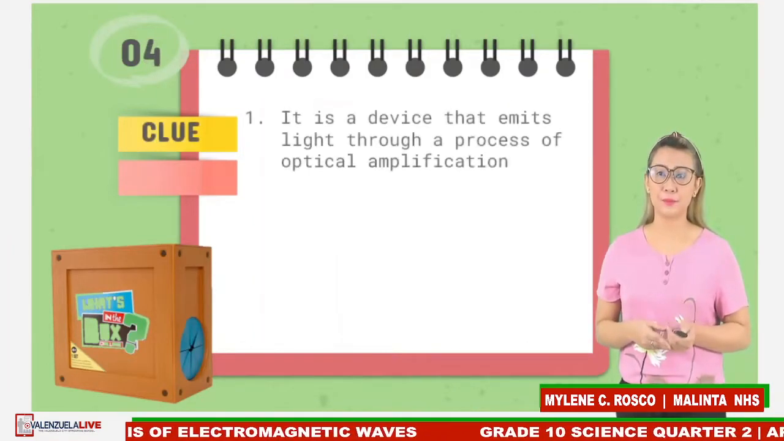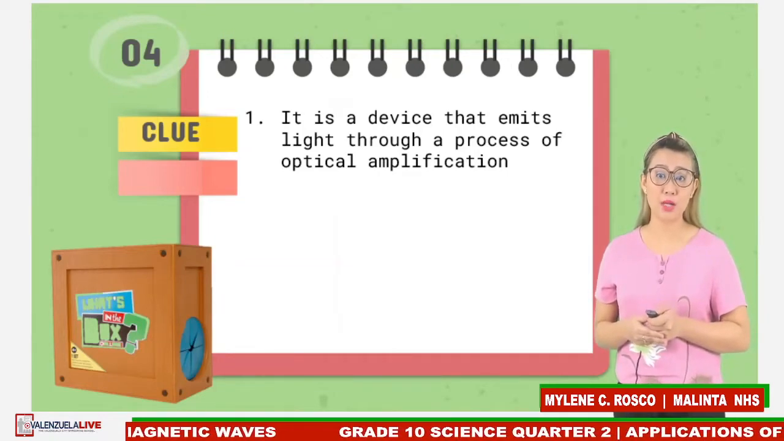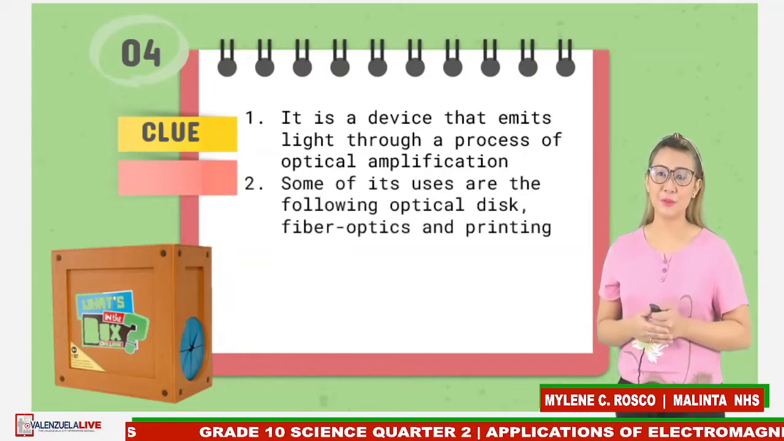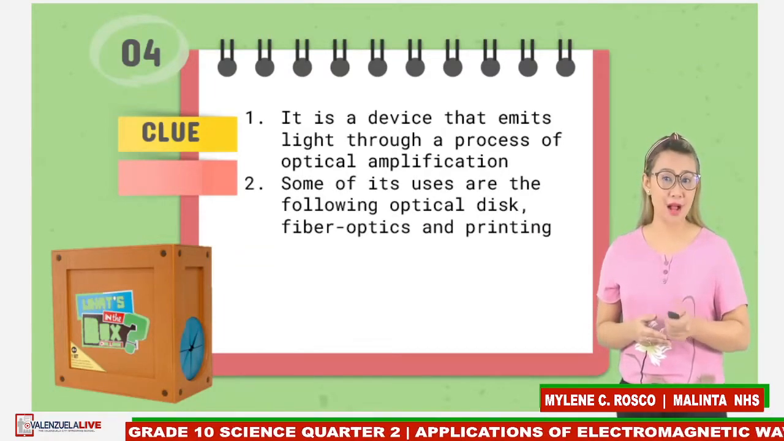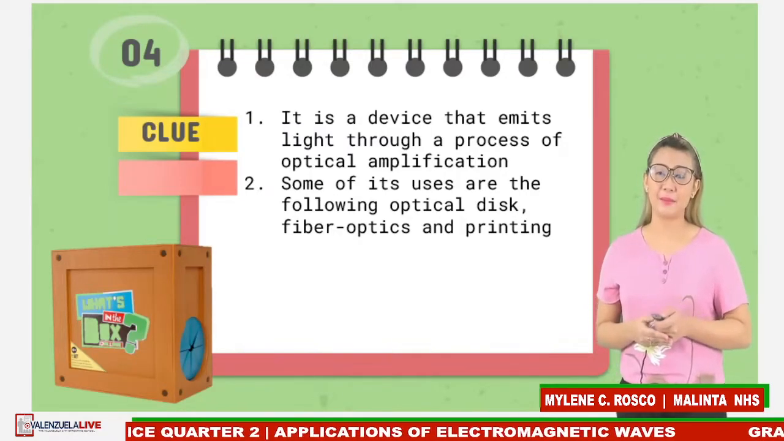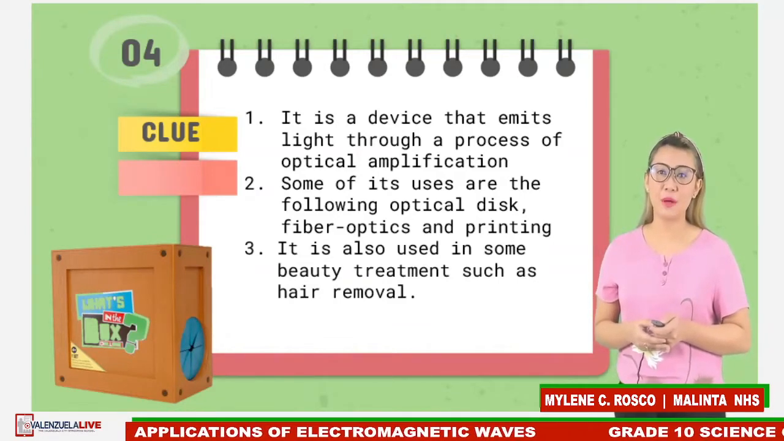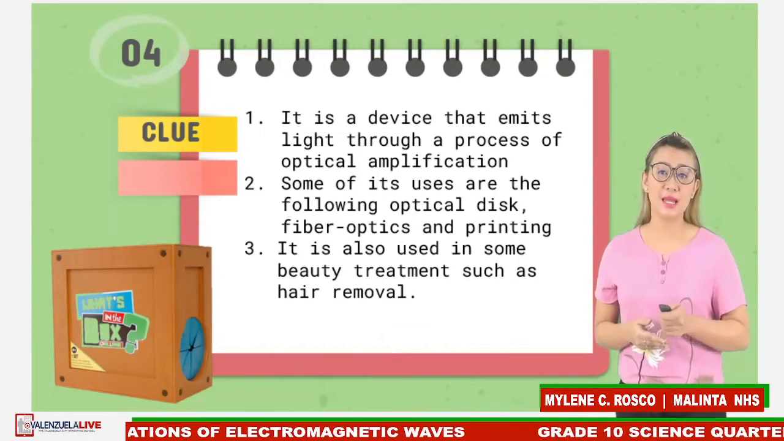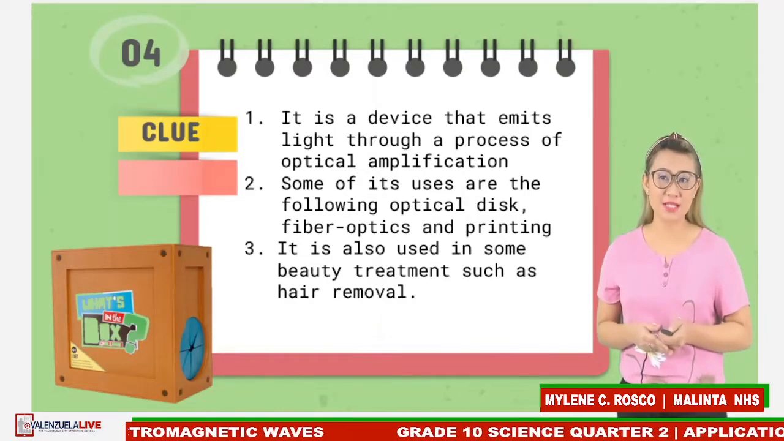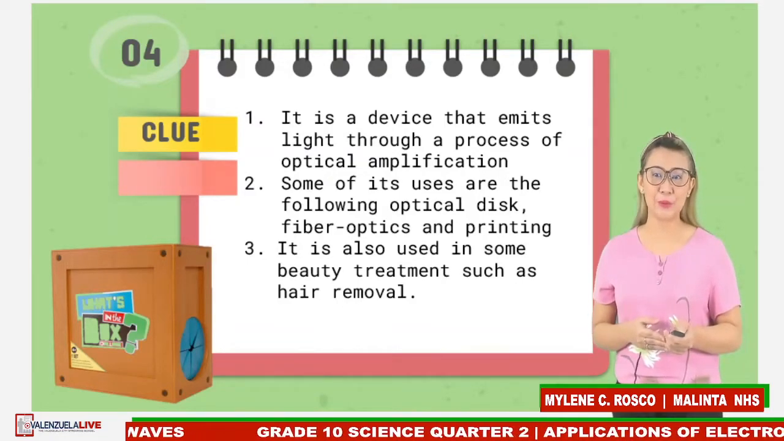First clue. It is a device that emits light through a process of optical amplification. Second clue. Some of its uses are the following: optical disc, fiber optics, and printing. Third clue. It is also used in some beauty treatment such as hair removal. Key in your answer on the comment section. What's in the box? 5 seconds, go.